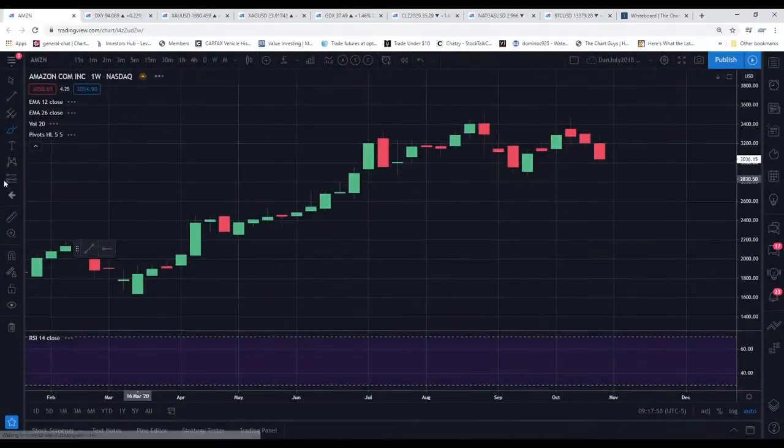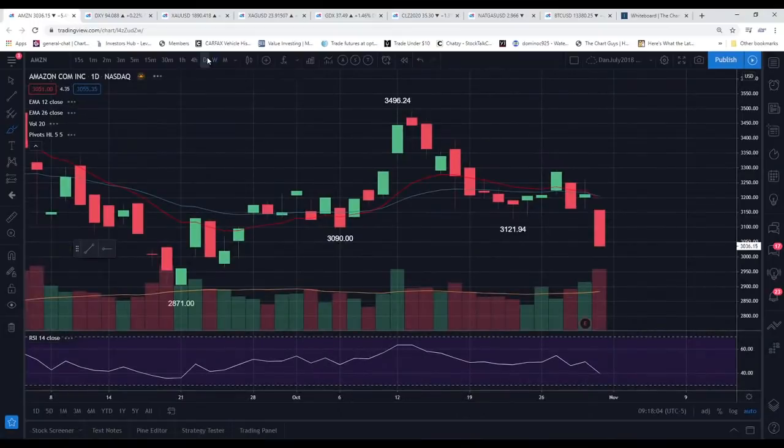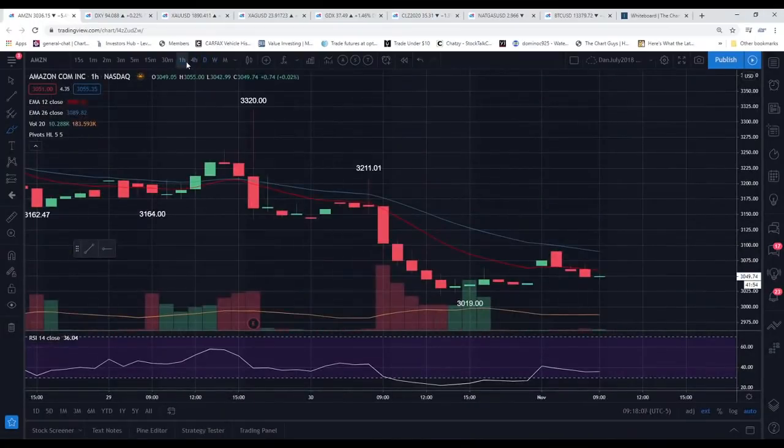Amazon. So can Amazon form a weekly higher low? That's the question. 2871 is the most important support level. Can we find a bottom to the bearish earnings reaction? This is a very weak bounce at this point at the end of Friday, and I would call anything under the high of Friday, 3167, just an hourly lower high.